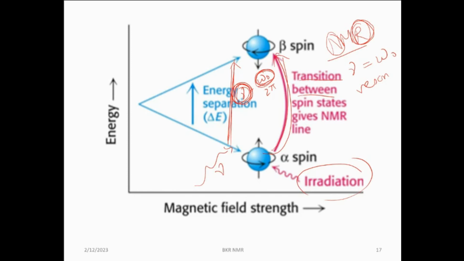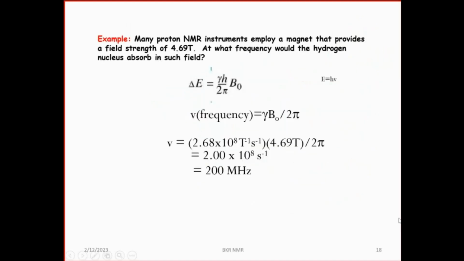Now how do I precess? What is this precessional frequency equal to? Can anyone tell me? Gamma into B0. So is hydrogen and carbon precessing with the same frequency? Are hydrogen and carbon dancing with equal frequency? Yes or no? Are they dancing with the same frequency?